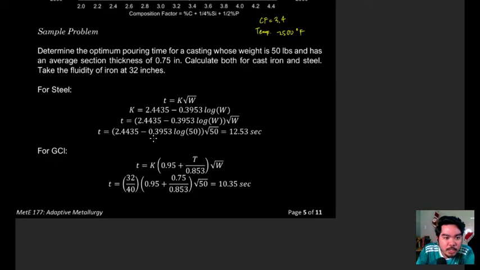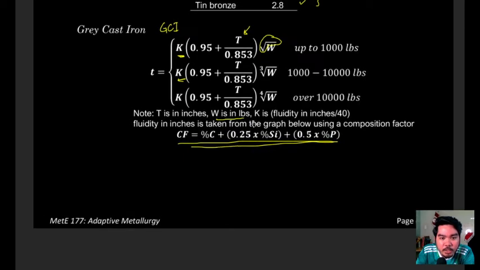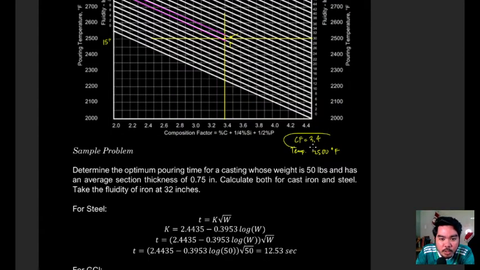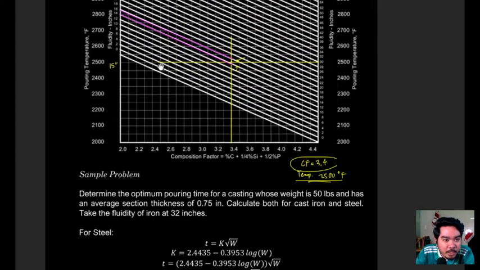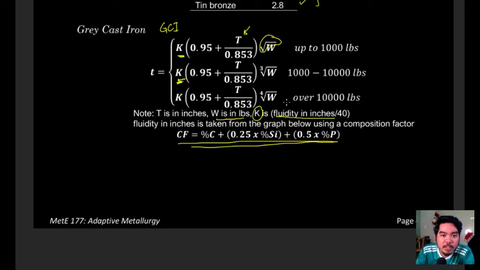So the formula for gray cast iron is that the fluidity K is equal to whatever fluidity you get in inches, divided by 40. Okay? So for the example I mentioned, a composition factor of 3.4 and a temperature of 2,500, we got a fluidity somewhere between 14 and 16, and we estimated 15 inches. So 15 inches divided by 40 is now our fluidity factor K. Okay? So that's what we input into this K.